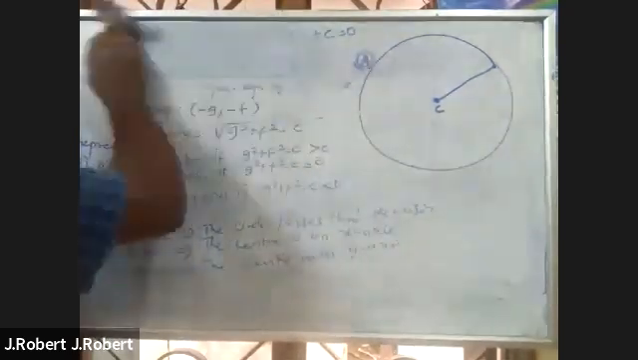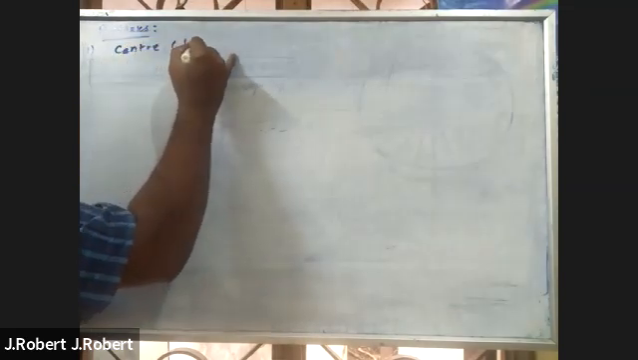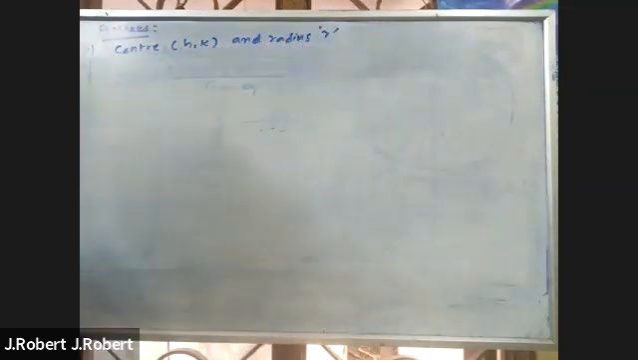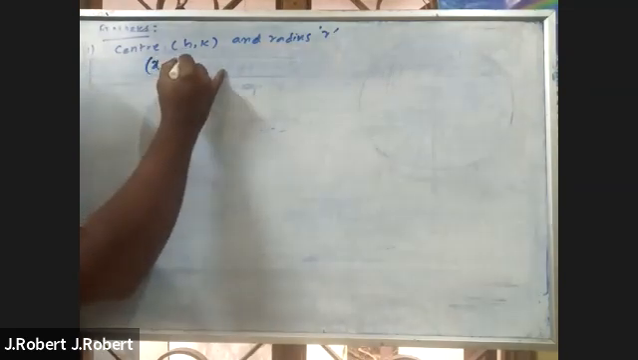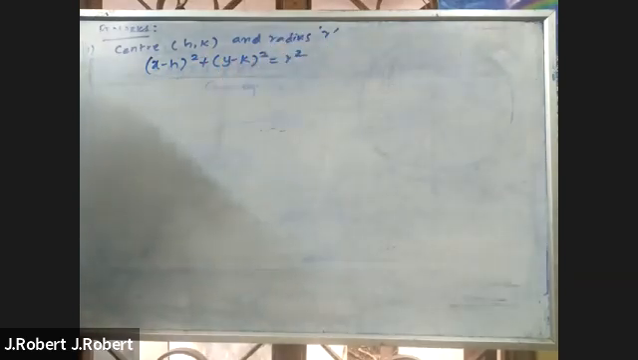சரியா? ஹிண்ட்னு போட்டு எழுதிங்க. Hints or remarks. Okay, remarks. Some important results. First remark or hints, remarks ன்னு போட்டுங்க. The equation of the circle having a center h comma k and radius r. Listen here. Center h comma k and radius r is x minus h the whole square plus y minus k the whole square is equal to r square.